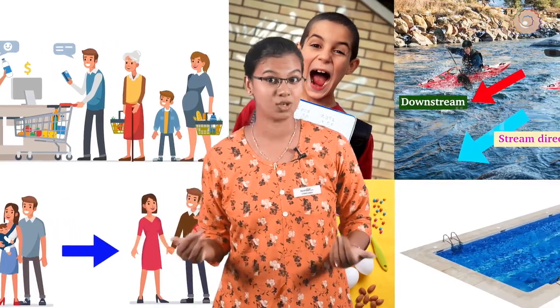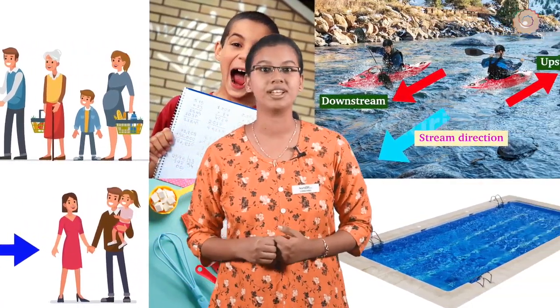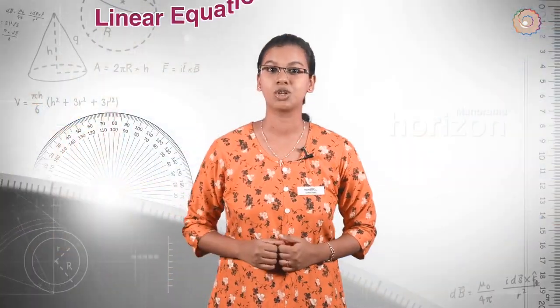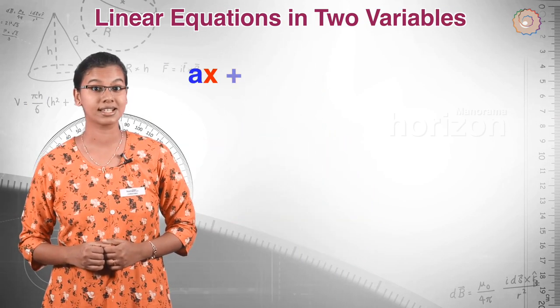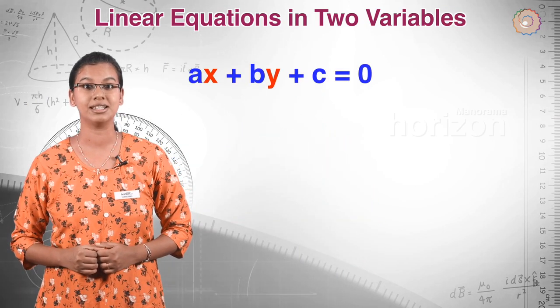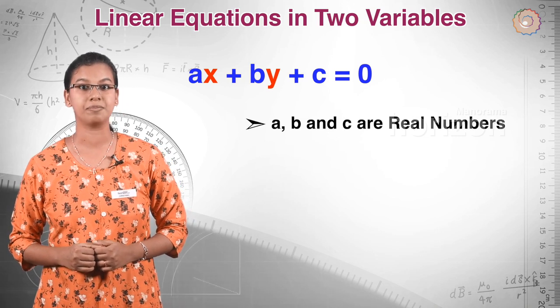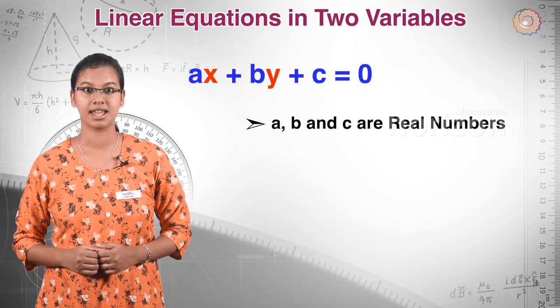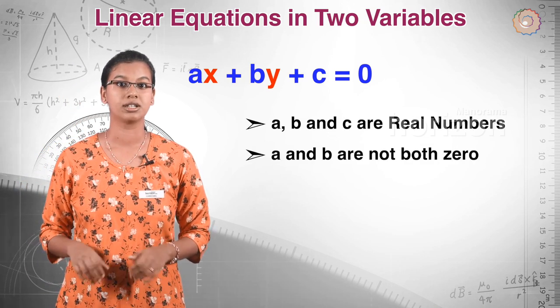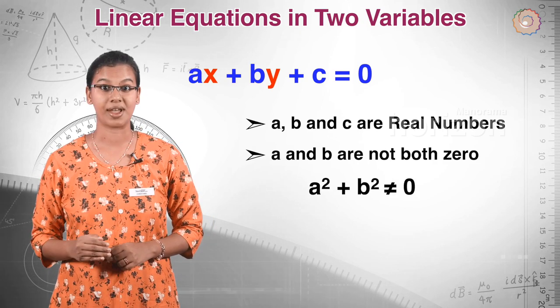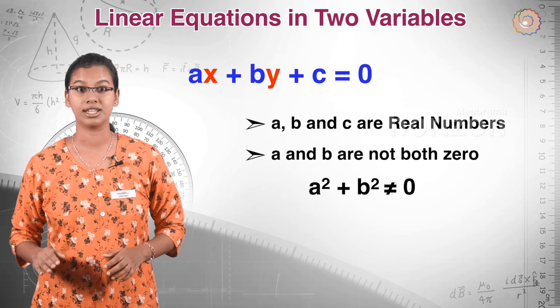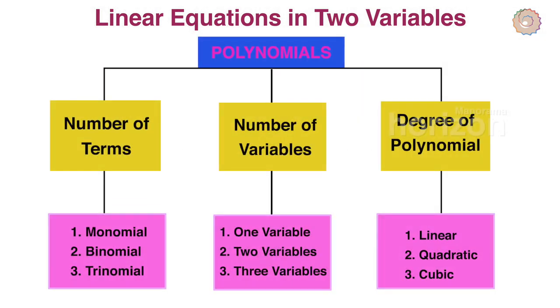We use linear equations in our daily lives knowingly or unknowingly. A linear equation in two variables x and y is of the form ax plus by plus c equal to 0, where a, b and c are real numbers and a and b are not 0. This condition can be denoted as a square plus b square not equal to 0. It comes under polynomials that have two variables with degree 1.